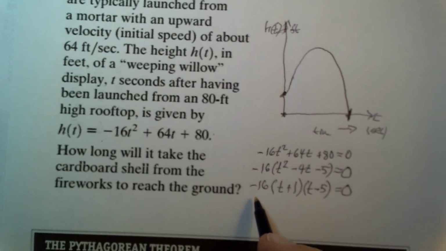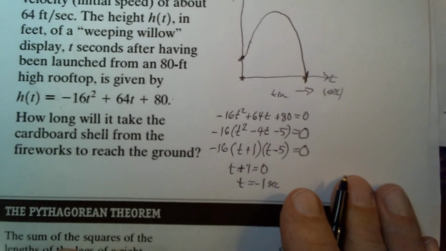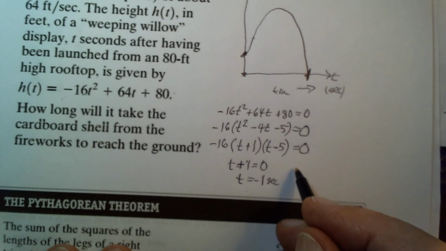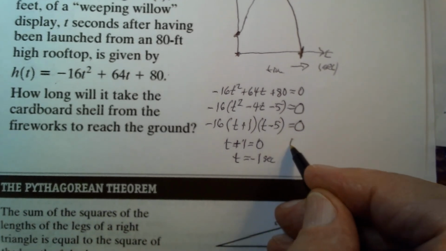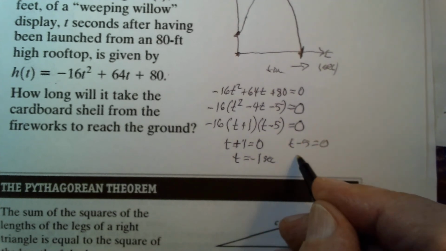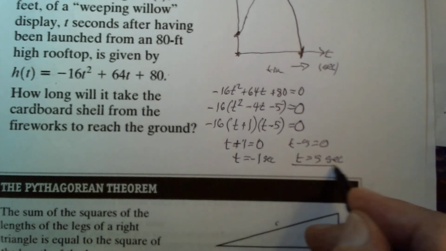Now, first of all, -16 cannot equal 0, so we just need to look at these two factors here. So we set t plus 1 equal to 0, or t equals -1 second. And when we set the second factor equal to 0, t minus 5 equals 0 means that t equals 5 seconds. So we have two solutions here.